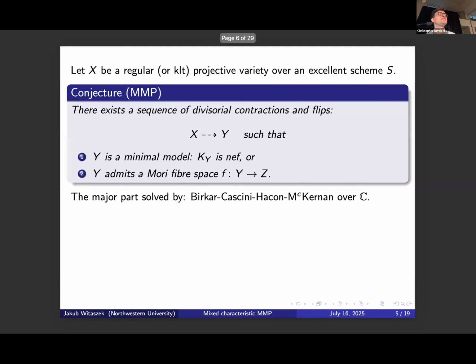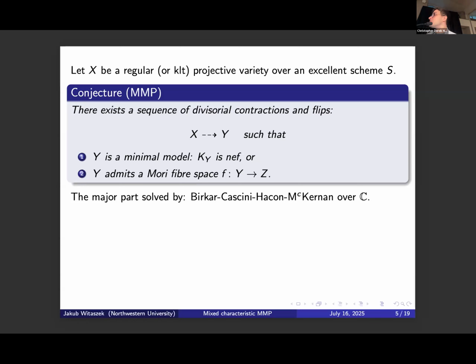So now let's move to the statement of the minimal model program. And I will assume that x is a regular projective variety over an excellent scheme S. And we may assume that x has mild singularities. In the context of the minimal model program, that means that x has KLT singularities. And a simplified version of the MMP conjecture predicts that there exists a sequence of divisorial contractions and flips, their composition denoted x going to y is a rational map, such that y is a minimal model, the canonical divisor is nef, or y admits a Fano fibration.